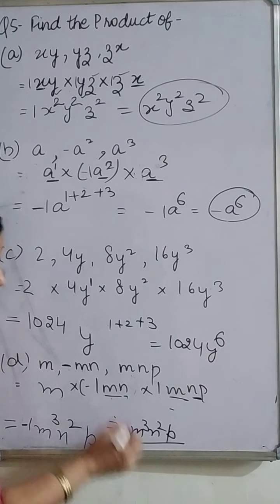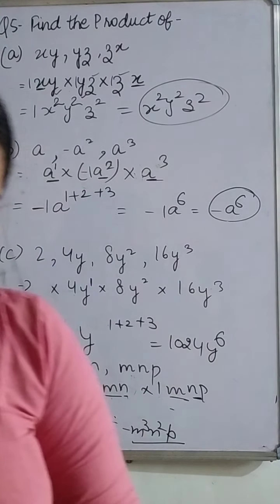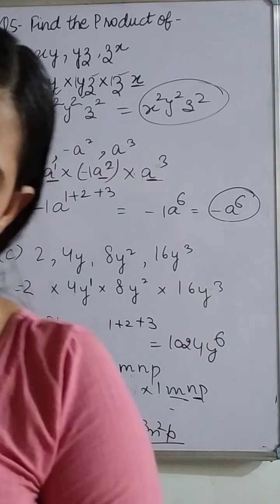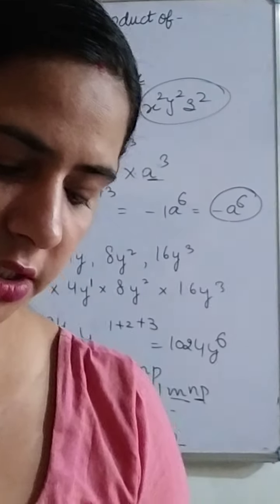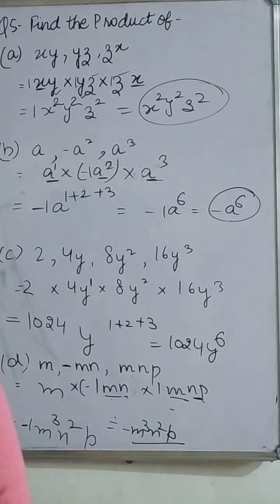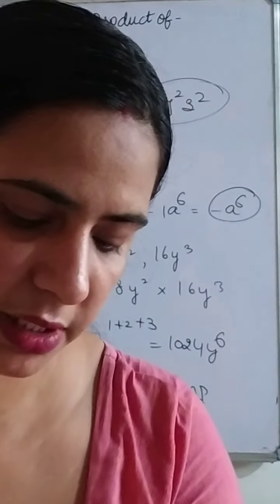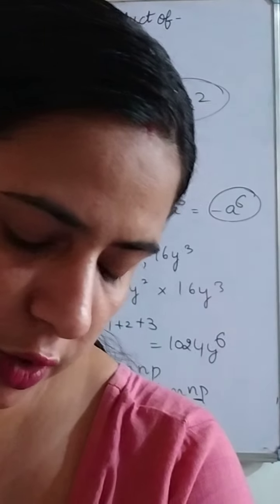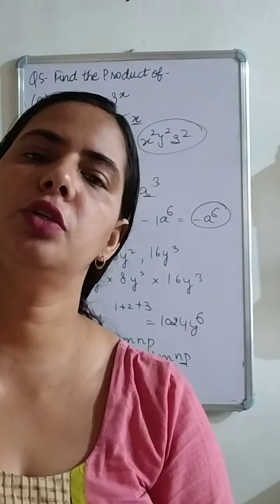Third question, in book you will do yourself. Simple, complete the table. One horizontal and vertical, one column and one row is given. Multiply these rows by columns and complete this table. This you will do yourself.